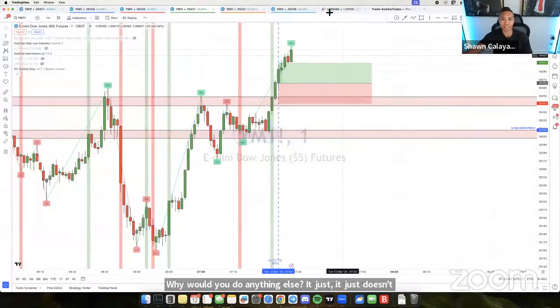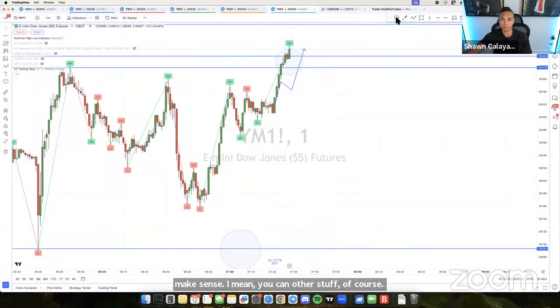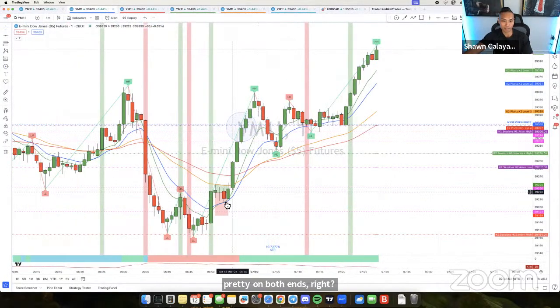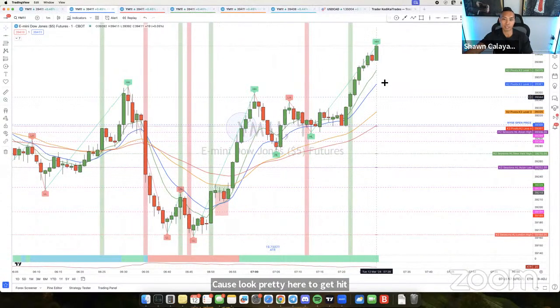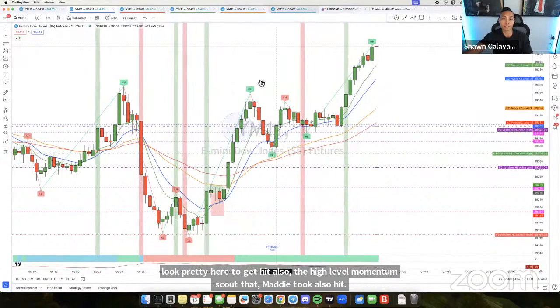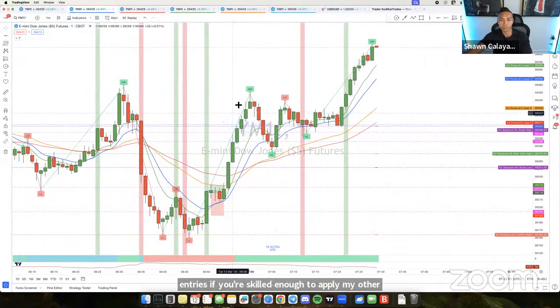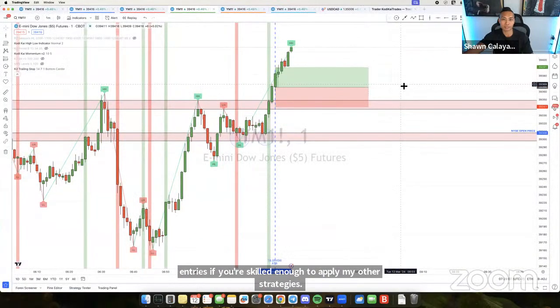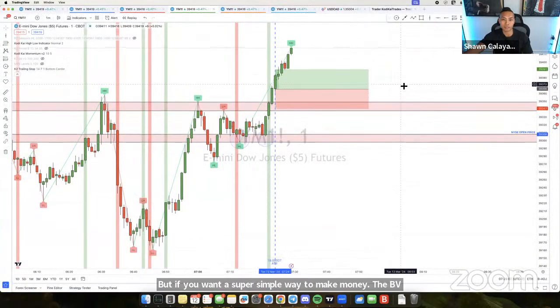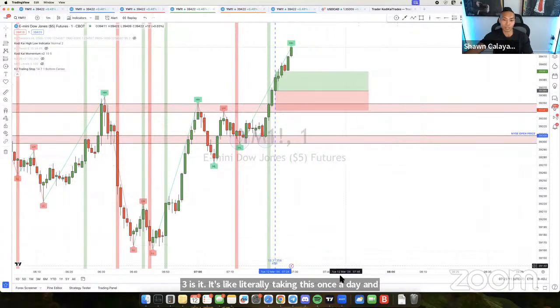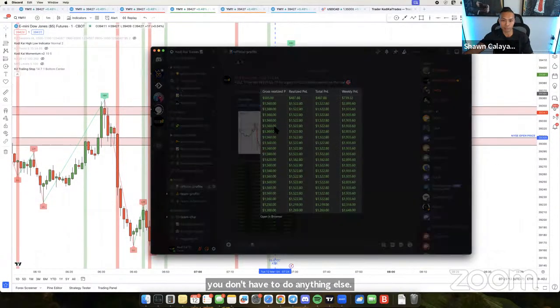It does make sense. Take that back, because you could have taken liquidity here and you could have hit liquidity on both ends, right? Because liquidity here did get hit. Also, the high-low momentum scalp that Maddie took also hit. So I take back what I said. It does make sense to take other entries if you're skilled enough to apply my other strategies. But if you want a super simple way to make money, the BV3 is it. It's literally taking this once a day and you don't have to do anything else. And I'm super happy with my profits. Look at my profits for the day and for the week. I'm killing it right now.